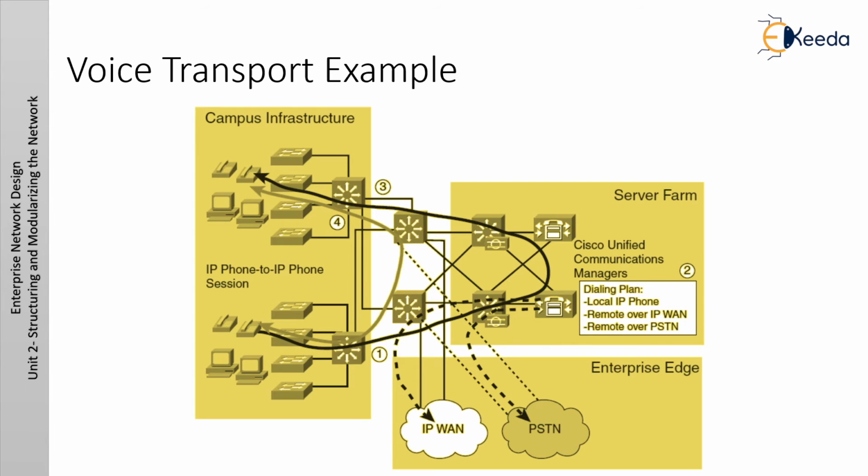So here you can see initially we start here and this goes to number 2, the dialing plan in Cisco Unified Communication Manager, and again comes back to this multi-layer switch, jumps to the multi-layer switch and then back to the switches. So for the IP phone to phone session, this is the way we can establish the connection and go for communication.